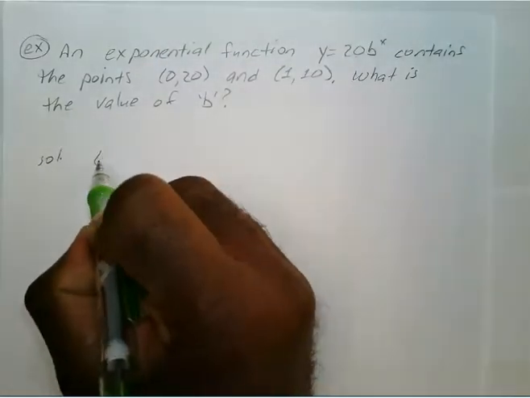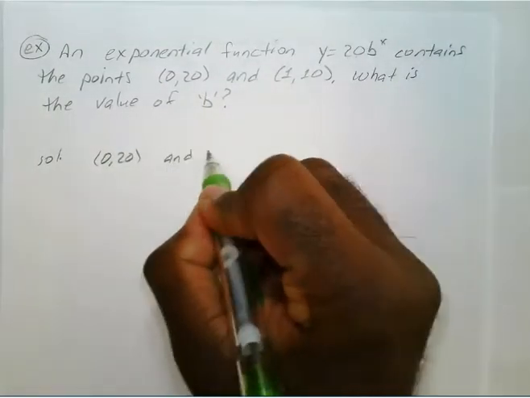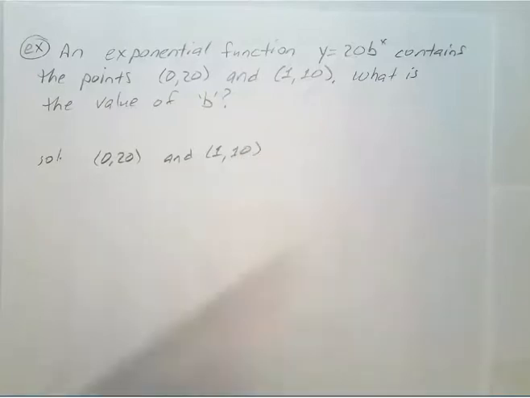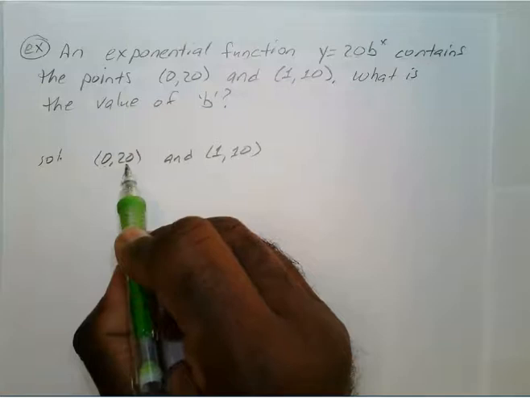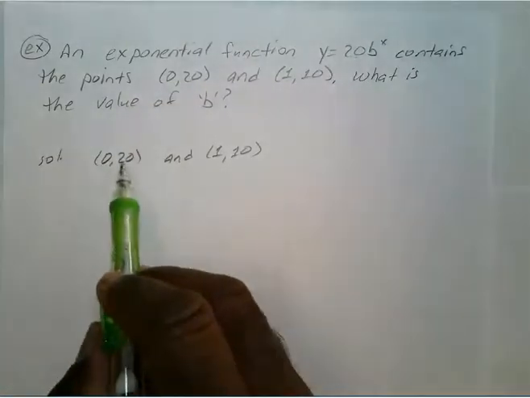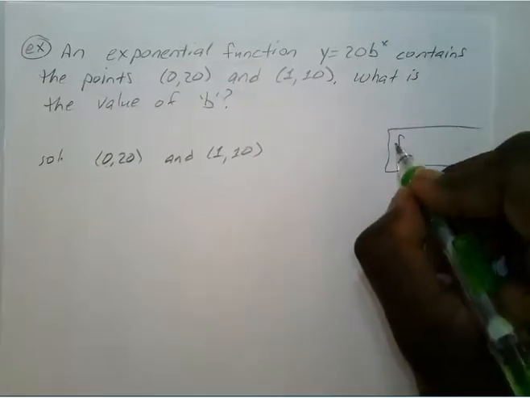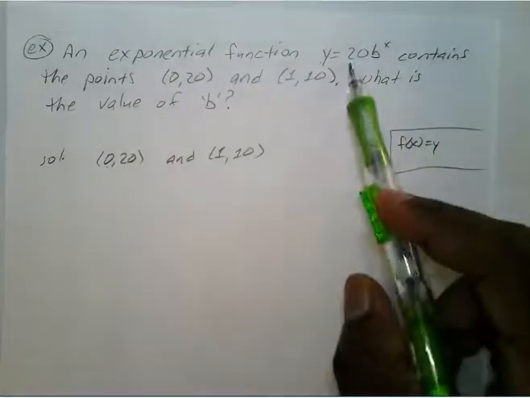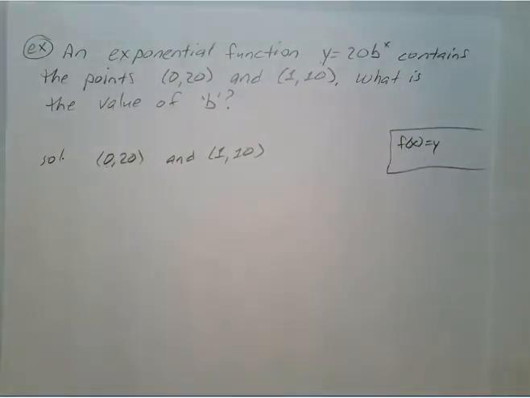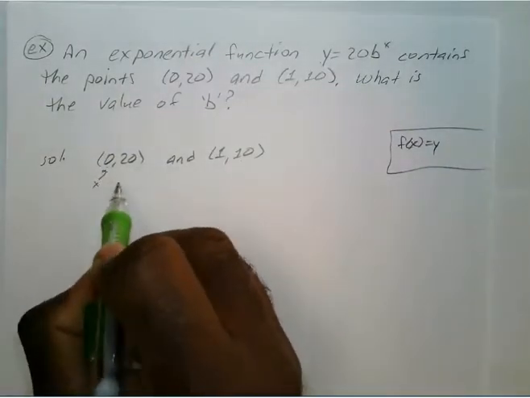So we know that for (0, 20) and (1, 10), this is your x, y, x, y. Remember x and f of x. Remember that your f of x is just equal to y, so you can either use y or you can use f of x. Same thing. Now, we're first going to try this. Let's say x, and that's your y.